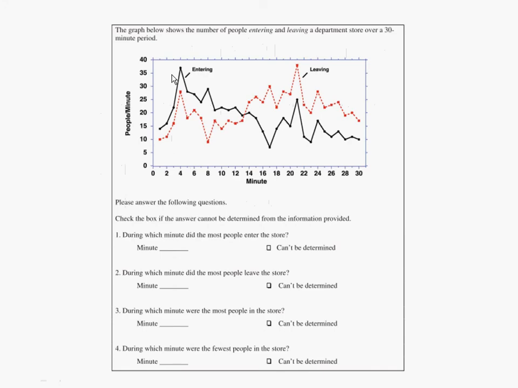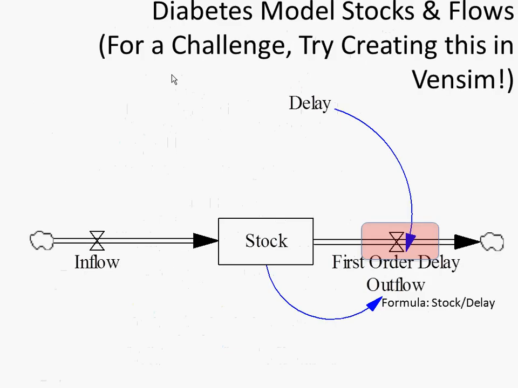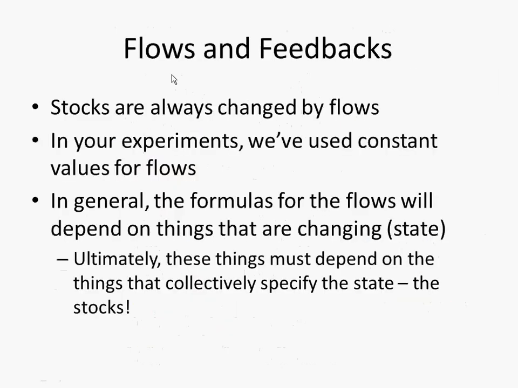Okay, so let's talk about building something up here. We've been talking about stocks being changed by flows, but thus far we've used constant values for flows, which are helpful for developing some intuition. But for the most part, flows depend on what, ladies and gentlemen? The value of a flow at a given instant in time will depend on the what? The value of the stocks at that same point in time. So we're going to see if we can capture this.